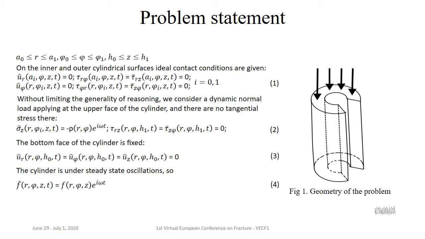We consider the steady-state problem of incoherent thermoelasticity for a finite hollow elastic cylinder, which occupies a region in the cylindrical coordinate system R, Phi, Z. On the inner and outer cylindrical surfaces, ideal contact conditions are given, Formula 1. Without limiting the generality of reasoning, we consider a dynamic normal load applied at the upper face of the cylinder, and there is no tangential stress there, Formula 2. The bottom face of the cylinder is fixed, Formula 3. The cylinder is under steady-state oscillations, Formula 4.